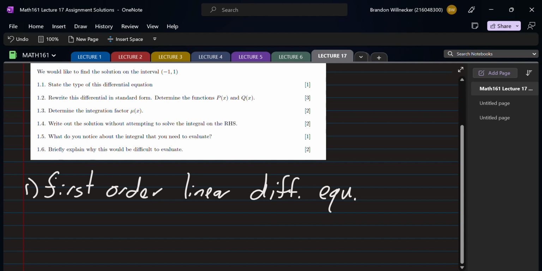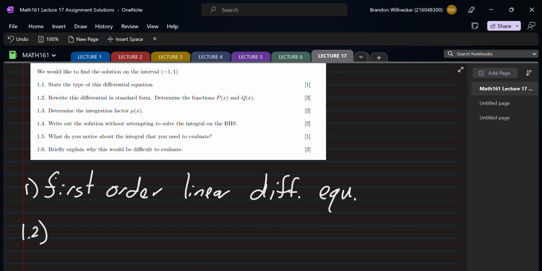Okay, that's not enough. It needs to be first order linear, because all of the ones that we've looked at were first order, right? There was always y prime. We never ever looked at y double prime or triple prime or anything. Okay, so first order, that's partly correct. You need to say also that it's linear.